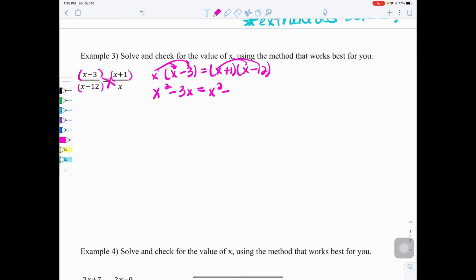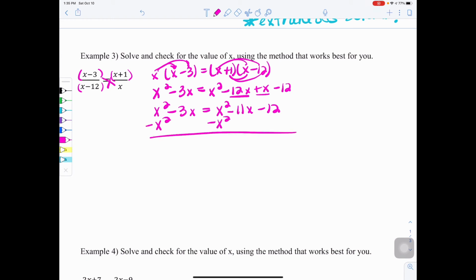X times negative 12 would be negative 12x, and then we do 1 times x, which would be plus x, and 1 times negative 12, which would be minus 12. So really we have x squared minus 3x equals, when I combine my like terms, I get x squared minus 11x minus 12. So then I'm going to get rid of my x squareds by subtracting them. Whatever I do to one side, I do to the other. So negative 3x equals negative 11x minus 12.